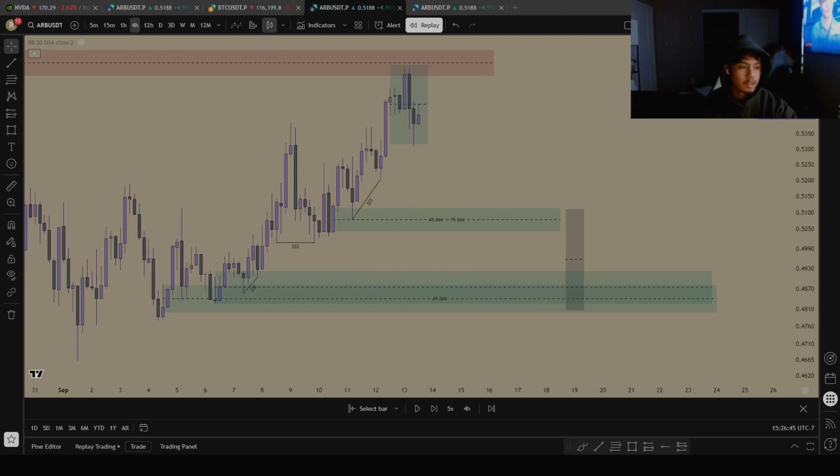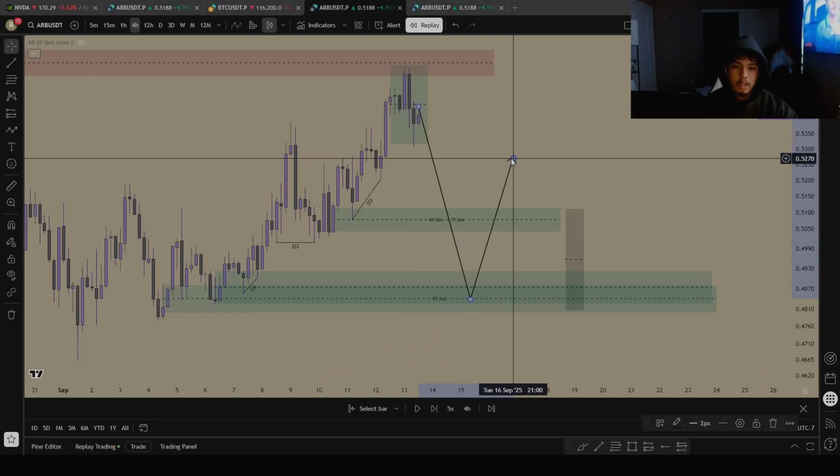This is why when I was mentioning on the Discord, we were looking for consolidation, not an immediate move up. So I wasn't looking for price to just go here and go up.